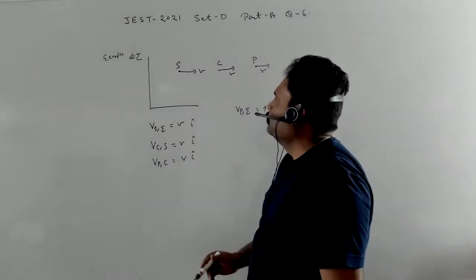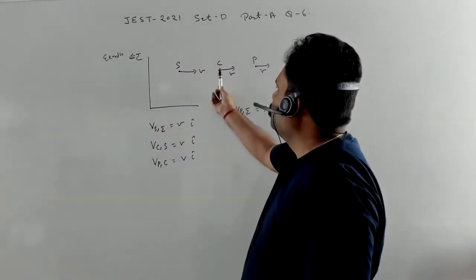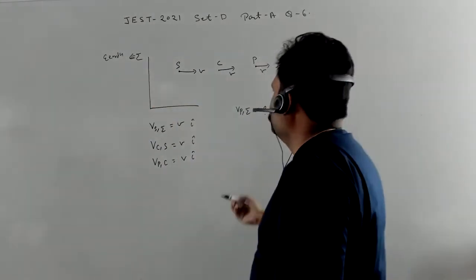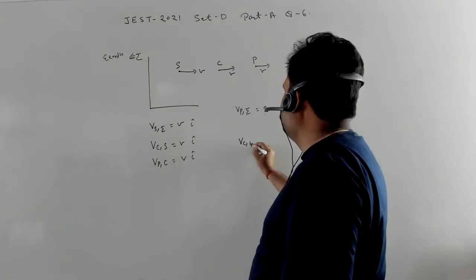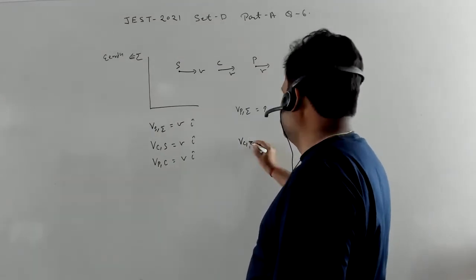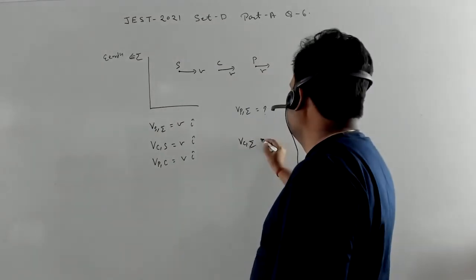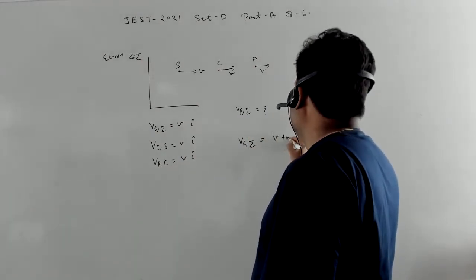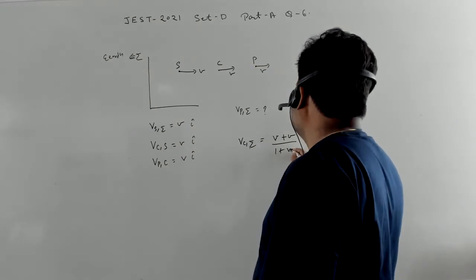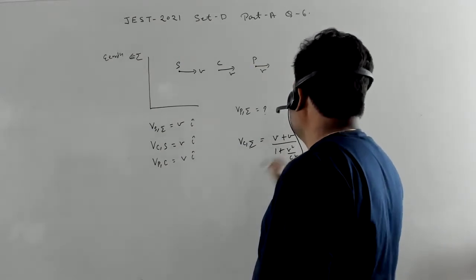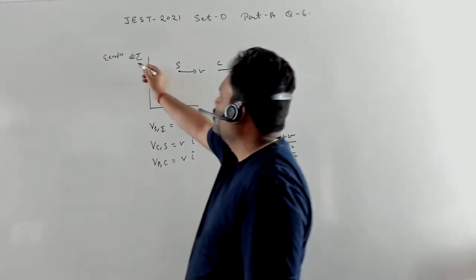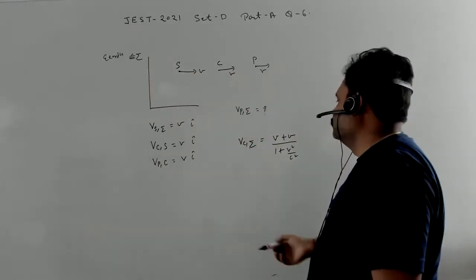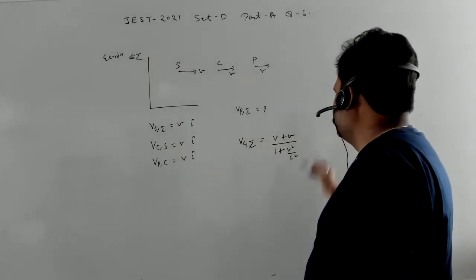So what is our first duty? Our first duty is to calculate the speed of the craft with respect to Earth. So the velocity of the craft with respect to Earth, or sigma, is given by (v plus v) upon (1 plus v square upon c square). I can assume this is my S frame, this is my S dash frame, and this is the particle, and we can use this formula.